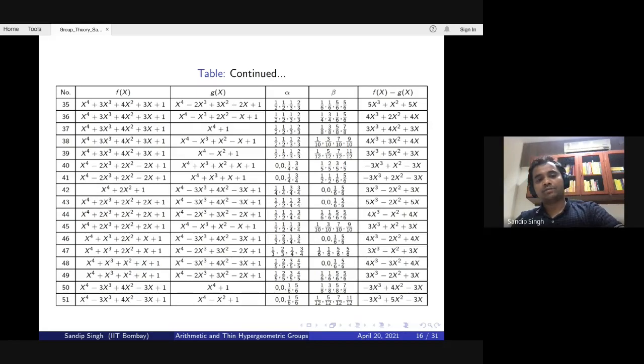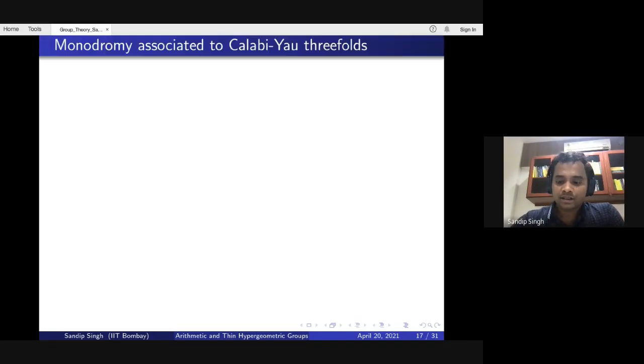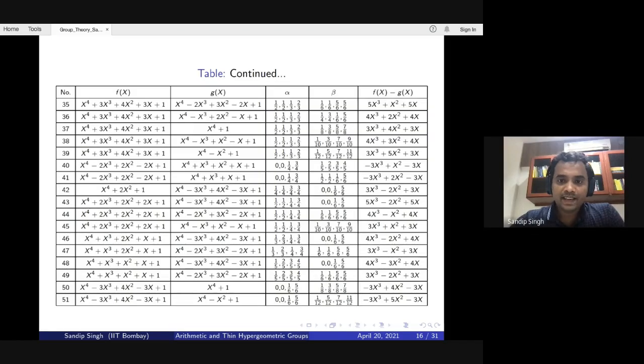So we'll see that actually as of now we know the arithmeticity or thinness of almost all the groups of this second table, only a few are remaining. So I will tell you which are remaining and how many are still open. Yeah, so with that, I will come back to the second table shown after a couple of slides.